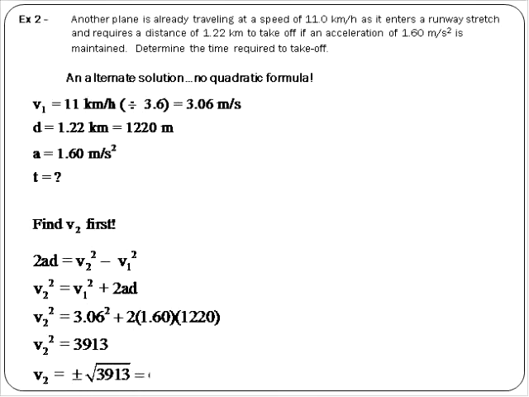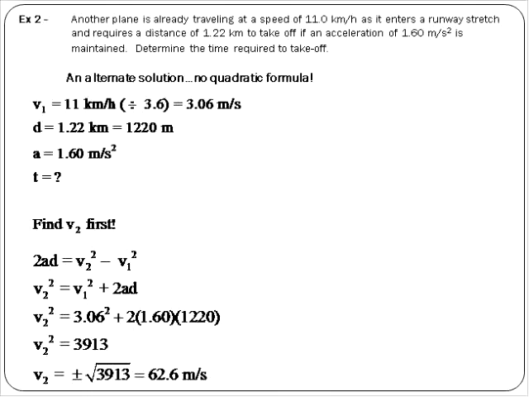In this particular one, it doesn't give us any directions. The plane is just traveling in the same direction all the time. It doesn't change direction at any point. So we're just going to go with the positive solution. 62.6 is the square root of that number, and we're going to call that a positive 62.6. That's V2. In other words, that's the speed of the plane just before it takes off.